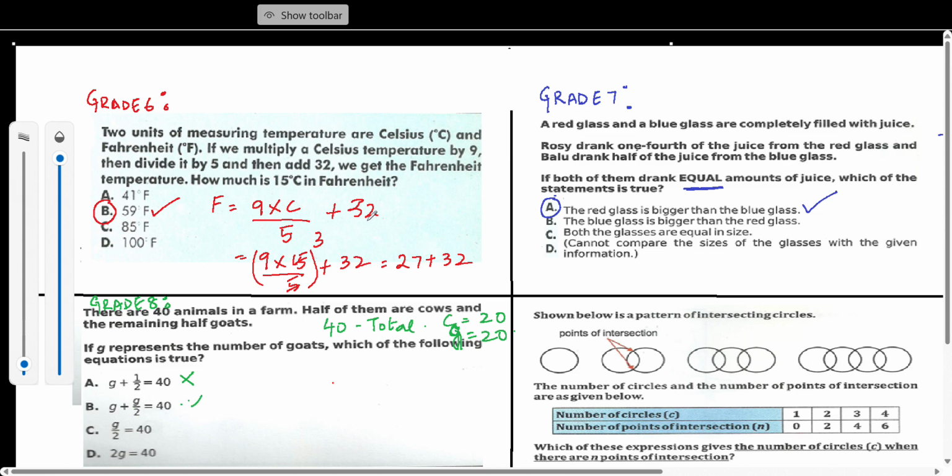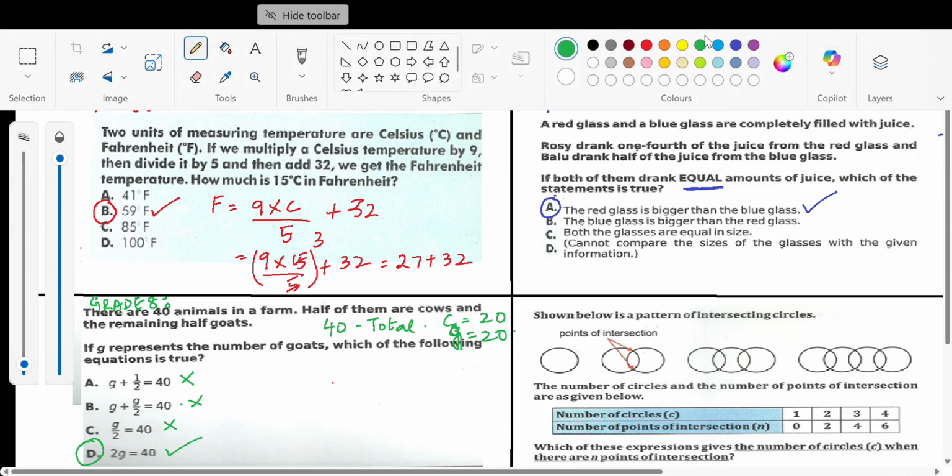This is also wrong. G by 2 is 40 means, when you divide the number of goats by 2, you get 40. No, that's wrong. In fact, it's the opposite. Since goat is half, when you double the goats, twice into goats gives 40, is true. It's fairly simple, but when they ask options like this, it's easy for anybody to get confused. So, option D is the final answer.